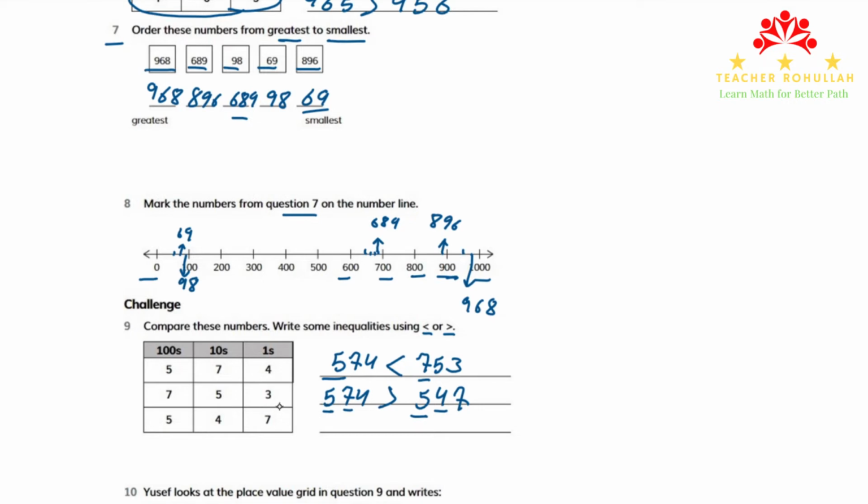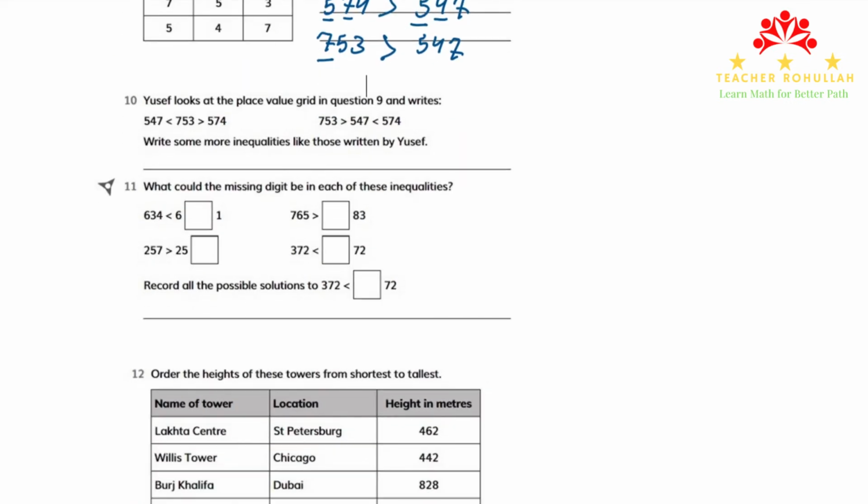To compare the second number with the third number, we can write that 753 and 547. So the bigger number is 753 because it has a 7 in the hundreds place. So we can use this sign and say that 753 is greater than 547. We are done with question 9. Let's scroll down and move to question number 10.